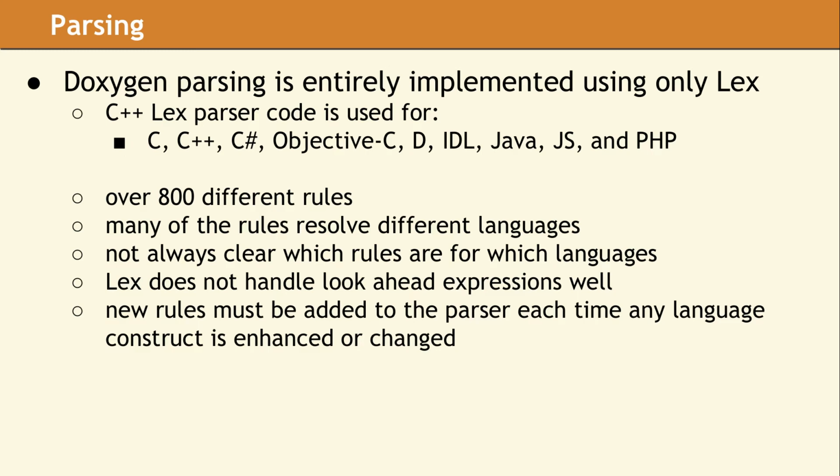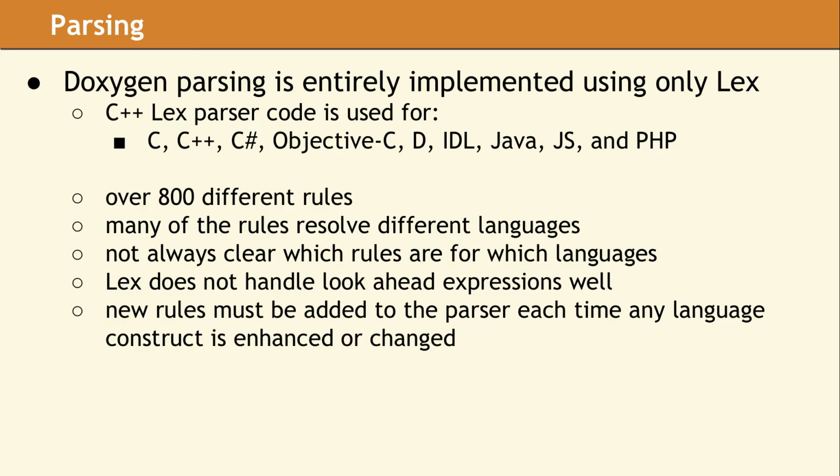In Doxygen, not only is the parsing implemented entirely using Lex, but a single Lex parser is used for many different languages, including C, C++, C#, Objective-C, D, IDL, Java, JavaScript, and PHP. It is an extraordinarily complex lexer with over 800 different rules, and many of these rules are active in multiple different languages. It's not always clear which languages a given rule affects, and it's very challenging to maintain this parser without breaking at least one of the languages it supports.